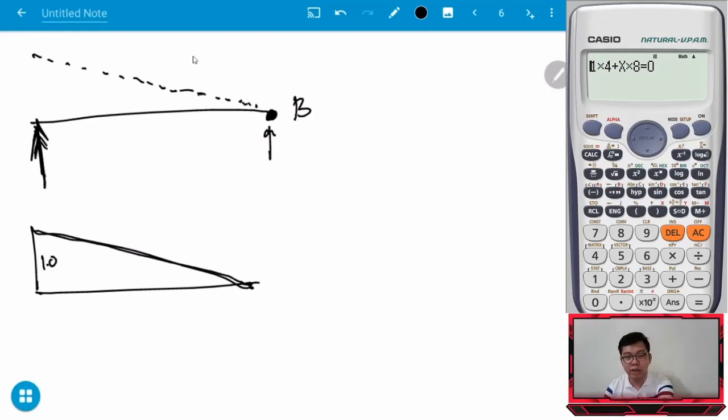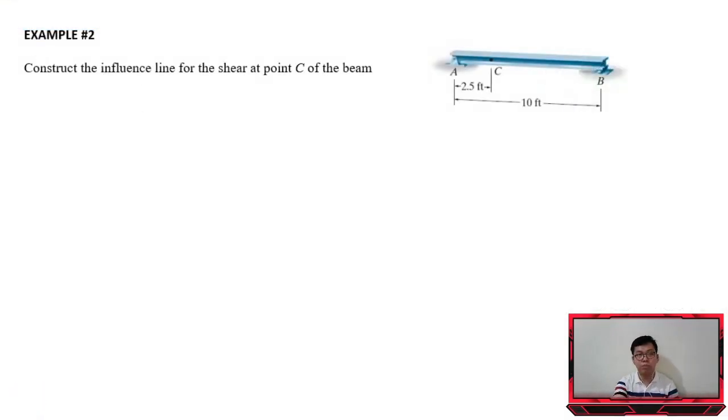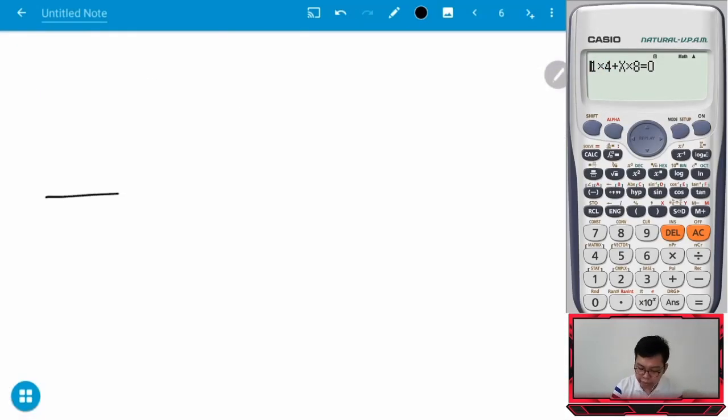Let's check number 2. Construct the influence line for the shear at point C. Sorry, I haven't switched the scene. So we check point C. Same as before, this is our beam, and I'm interested in the shear at point C.